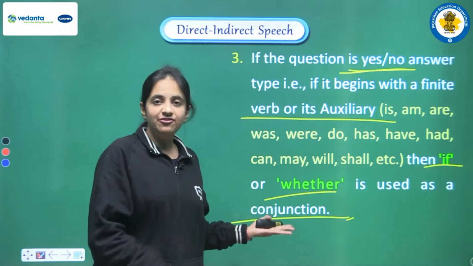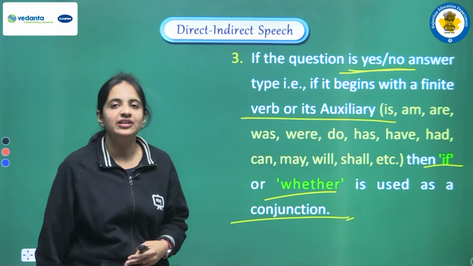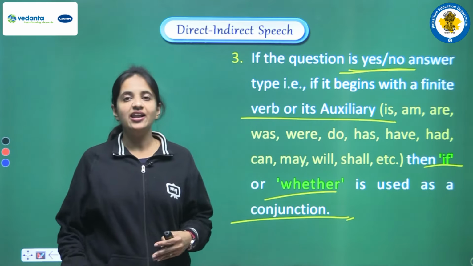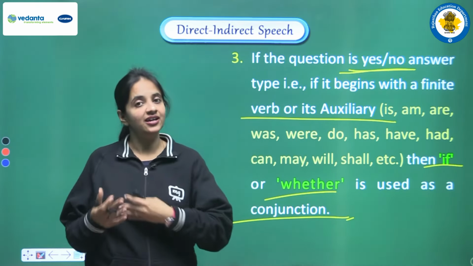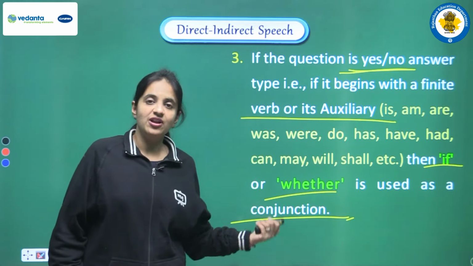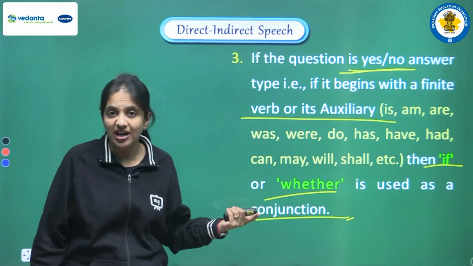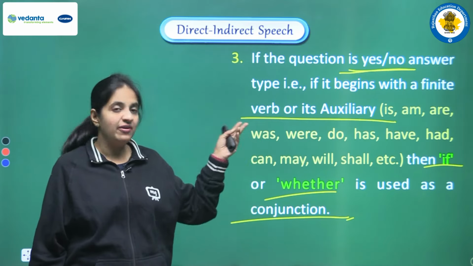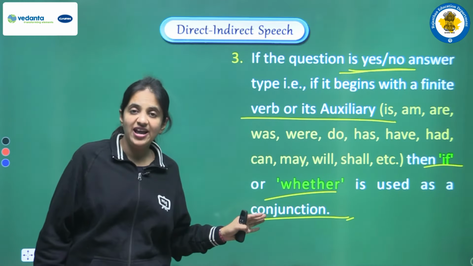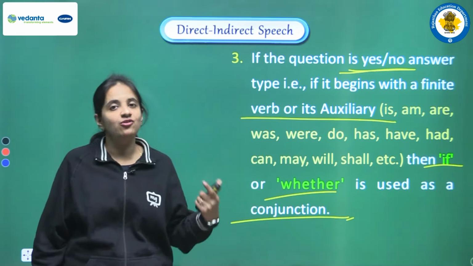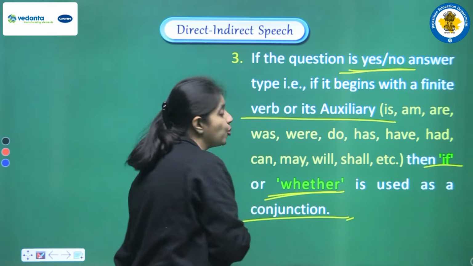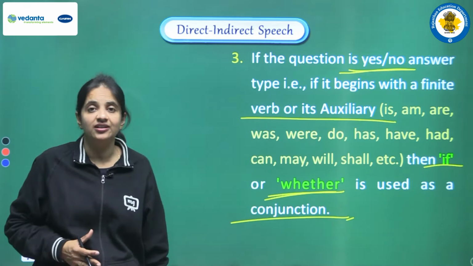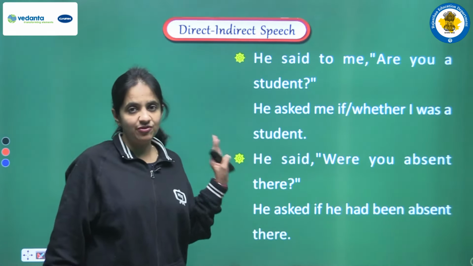So this is the difference, because when we were having the interrogative sentence in which we are having any WH word, at that time we were not adding any other conjunction. But here now when we are having yes no type questions in which we are having any auxiliary, now we have to add one conjunction. And what options we are having? We can add if, or we can add whether as the conjunction. Okay, so let's see some of the examples.